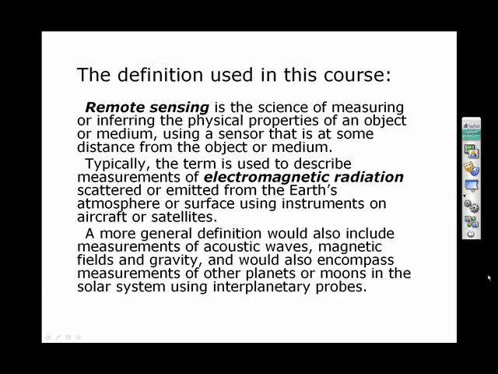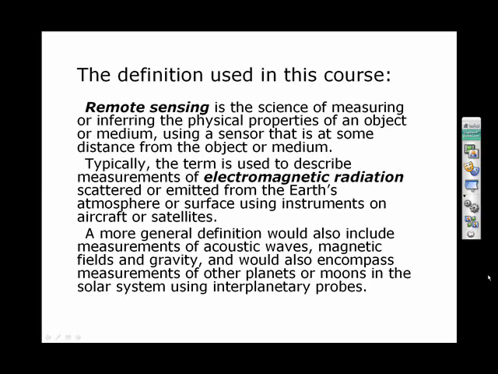A more general definition, although we're going to focus mostly on electromagnetic radiation, would include measurements of acoustic waves. So in terms of sonar through the water bodies, whether that's lakes or the oceans. So you can use acoustic waves to measure properties at a distance. And also magnetic fields and gravity. These are also used in the context of certainly satellite measurements of the Earth, but also airborne measurements of the Earth's surface and subsurface.